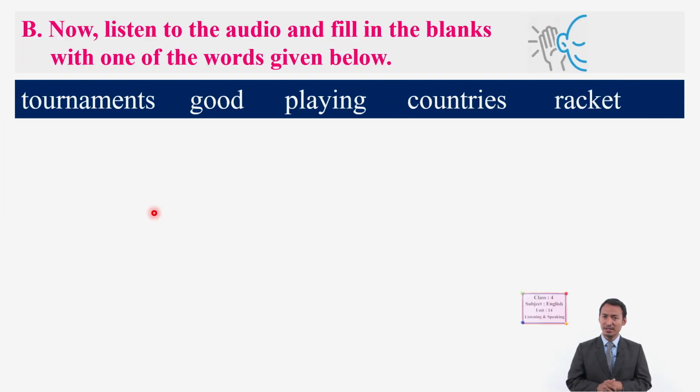So we are going to now look at exercise B. Can you read the question here? Let's read the question here. Now listen to the audio and fill in the blanks with one of the words given below. So we have words here. The words are tournaments, good, playing, countries, racket.